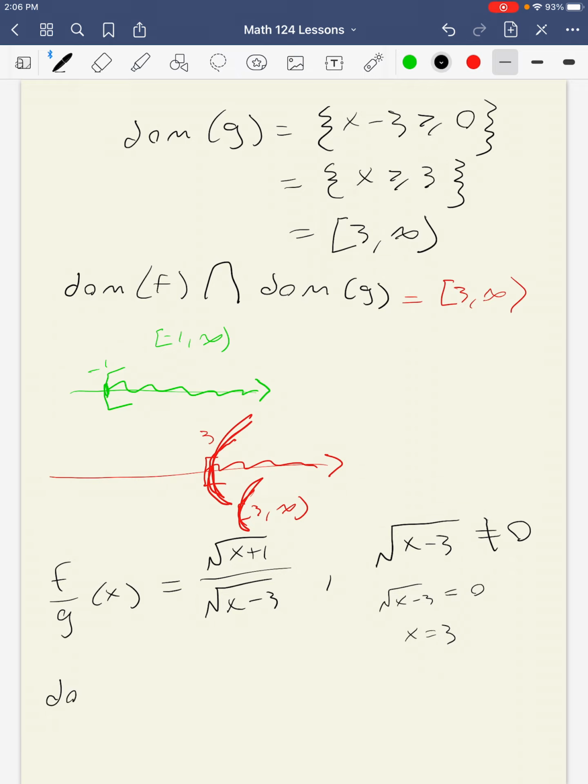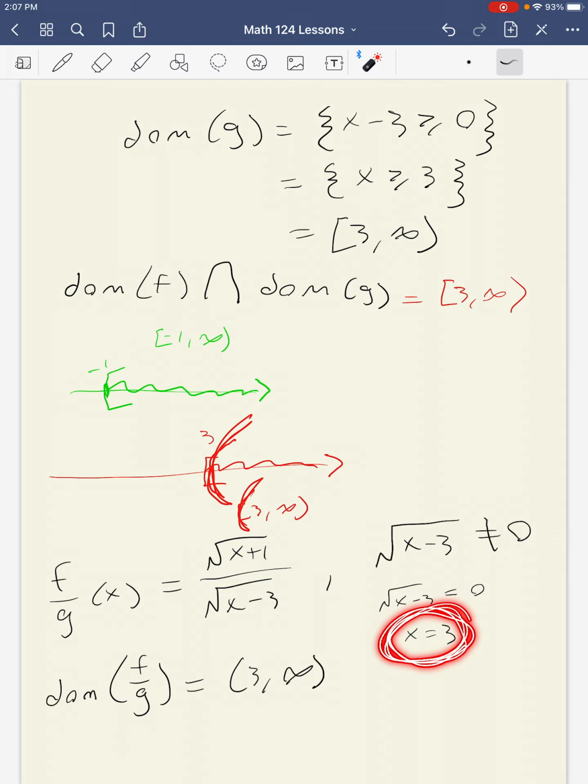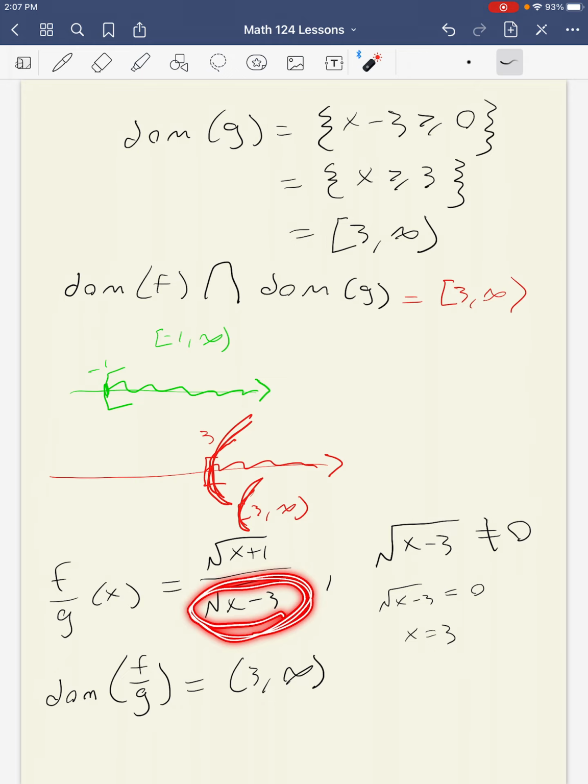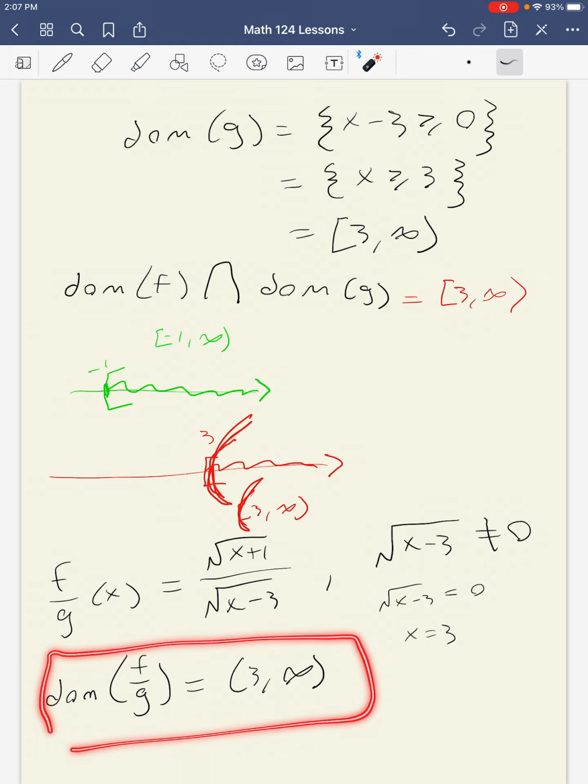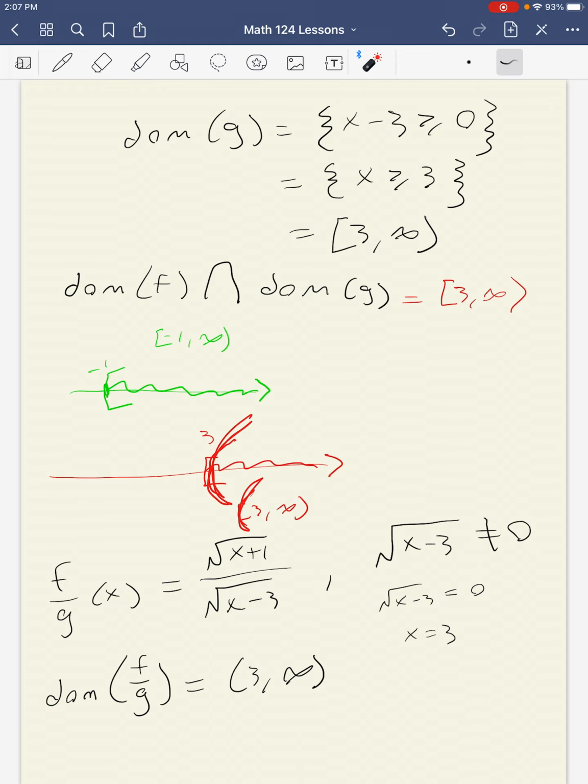So the domain of f over g is the overlap of f and g with the extra condition that we cannot have 0 on the bottom. The only time we have 0 on the bottom is if we plug in 3, so now I'm going to have to do an open parenthesis around 3, because we cannot plug in a 3 when we put g on the bottom of the function. That is the domain of f over g.